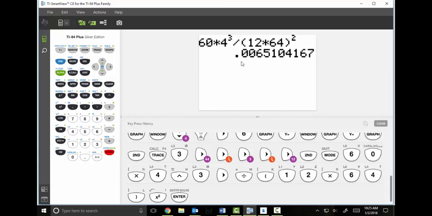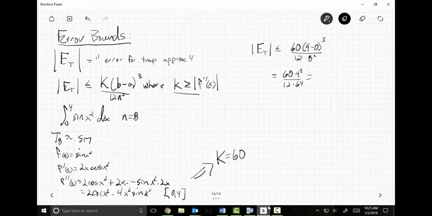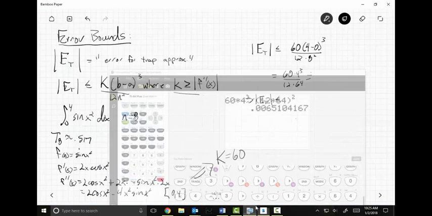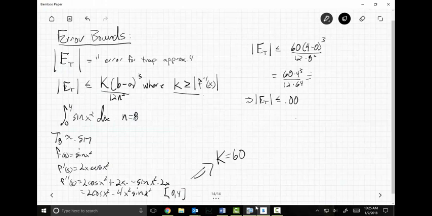That's crazy. That tells me that my error bound, how far off I am with those 8 approximations in the trapezoidal, is going to be less than or equal to 0.00651. That's pretty cool.